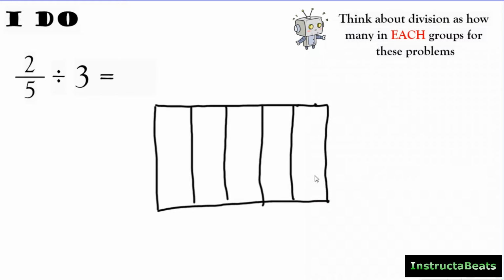All right, there we go. So here are my 5 equal groups, right? And I'm going to shade in 2 of those, because my numerator was 2.